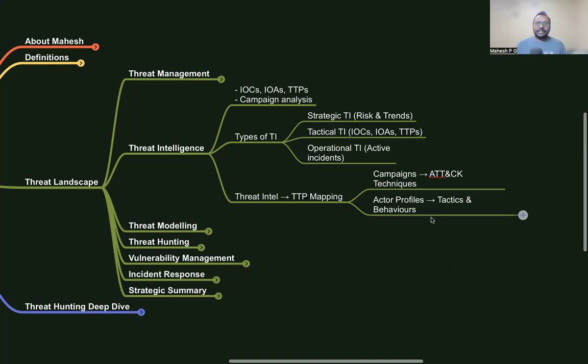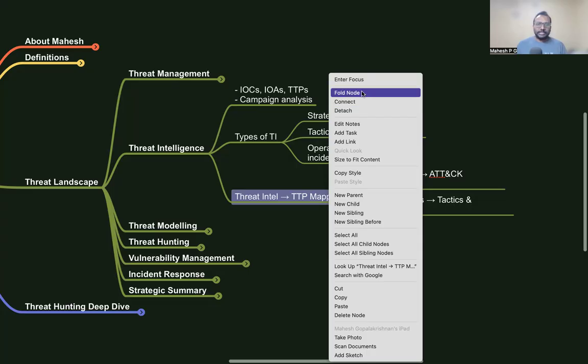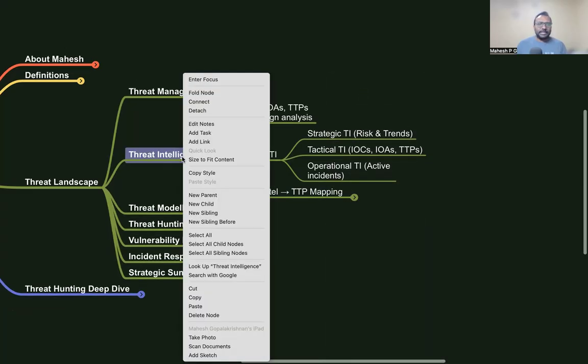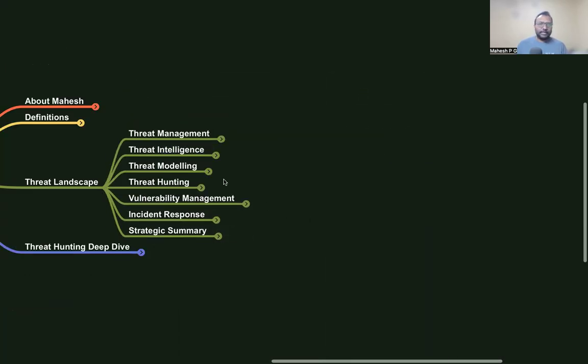Okay, then actor profile and tactics and behaviors. So these are the main things. The procedure is the behavior of an attack. We create the detection for that, so that when a similar attack happens, we will be able to detect and respond much faster. That is all about threat intelligence. It is what is coming.